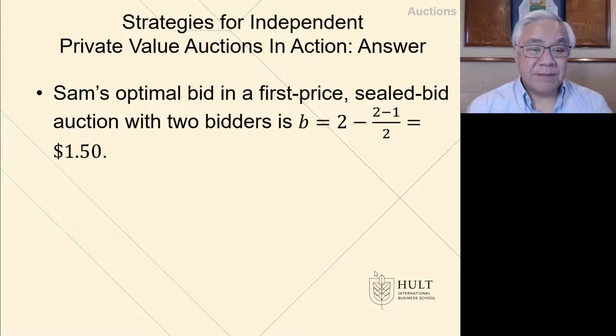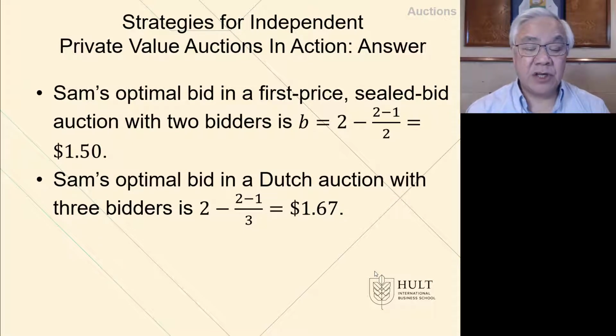Let's answer that question. First, we have Sam in a first price sealed bid auction. That's where we use the formula we just looked at, which is the bid equals Sam's value, 2, minus Sam's value minus the lowest, 2 minus 1, divided by the number of bidders. So Sam, although willing to pay $2, will bid $1.50.